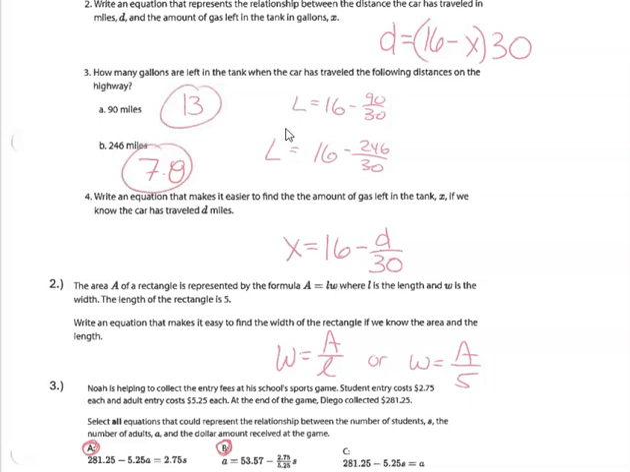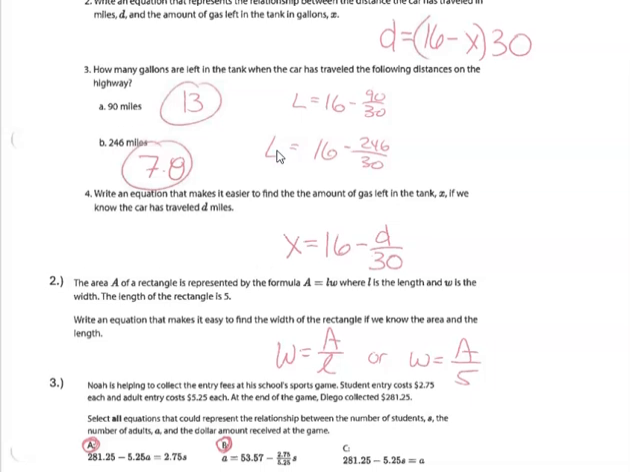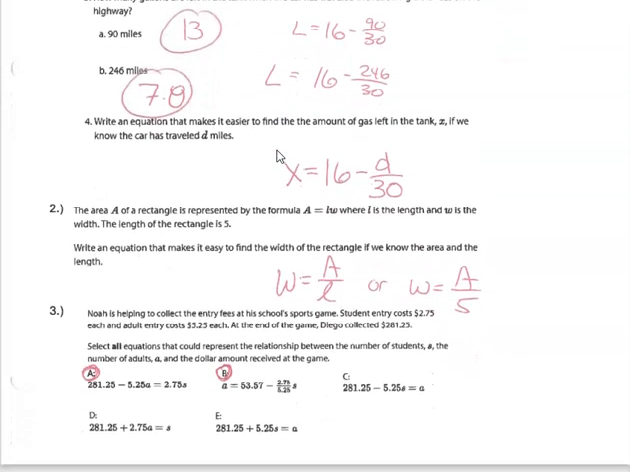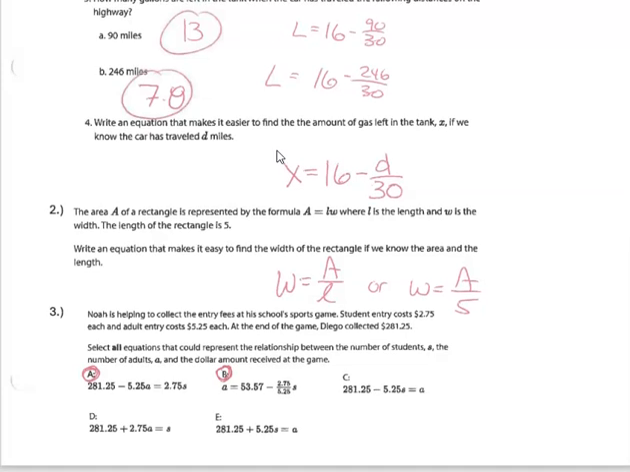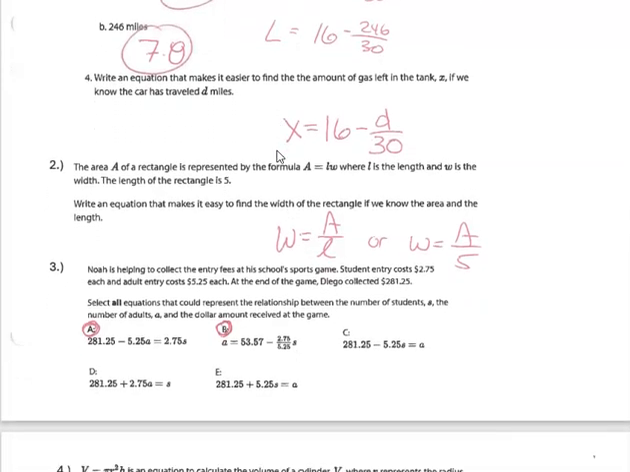We can just change up our formula so that it's in a different form. In this case, I'm calling it L equals the amount of gas left, and I was able to get it into that format so that I can do this super efficiently. Number 4 was the equation I already came up with, 16 minus D over 30. The amount of miles you drove divided by 30 tells you how many gallons you used, and then you would subtract that away from 16.